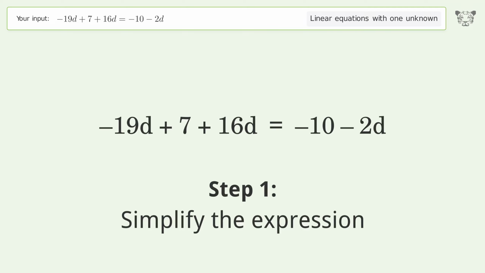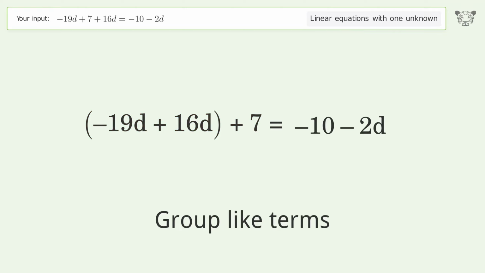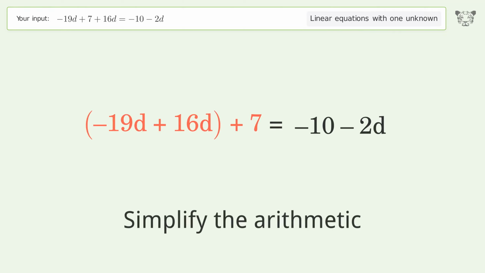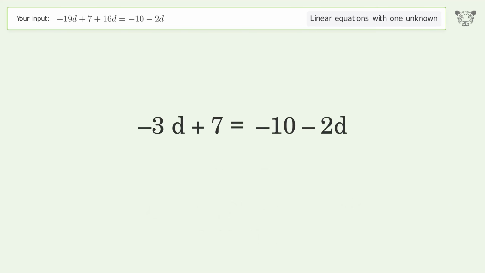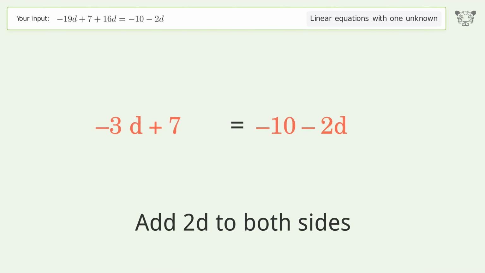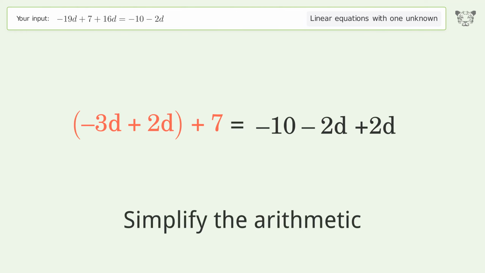Simplify the expression. Group like terms. Simplify the arithmetic. Group all d terms on the left side of the equation. Add 2d to both sides. Group like terms. Simplify the arithmetic.